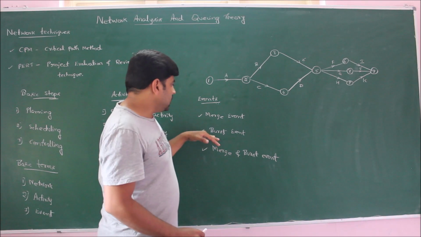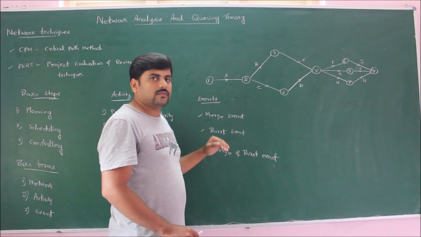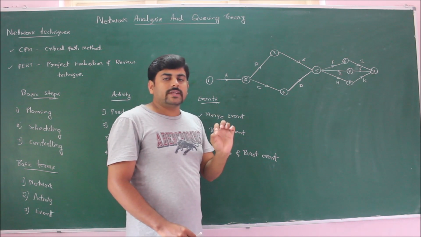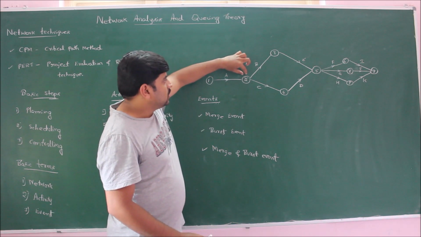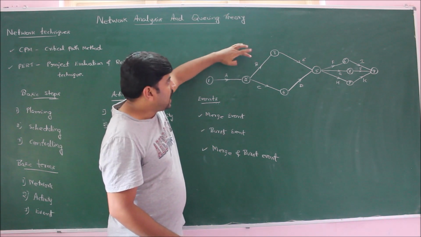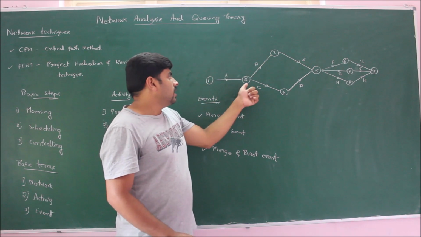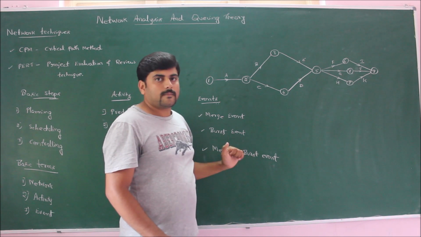Coming to the second event, that is burst event, as the name itself indicates, from these events more than one activity will move out. If I consider event 2, we can observe activity B and activity C are moving out of it. Therefore, event 2 can be categorized as a burst event.